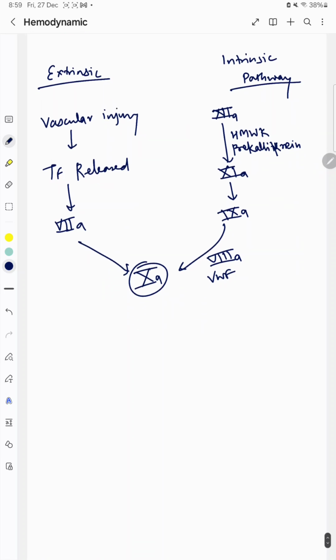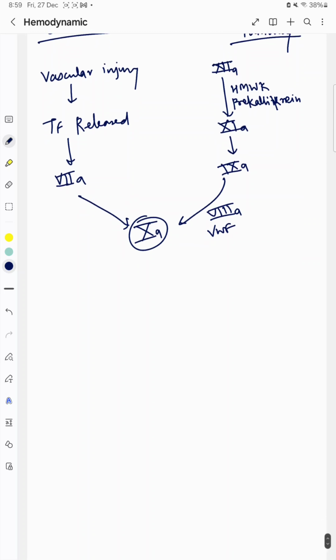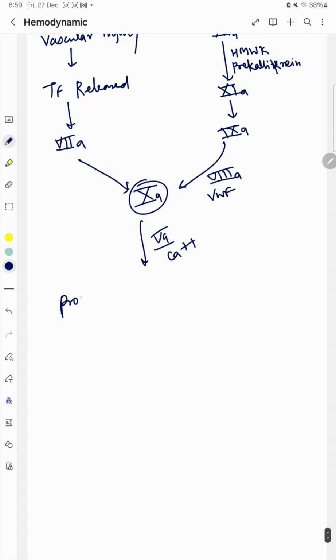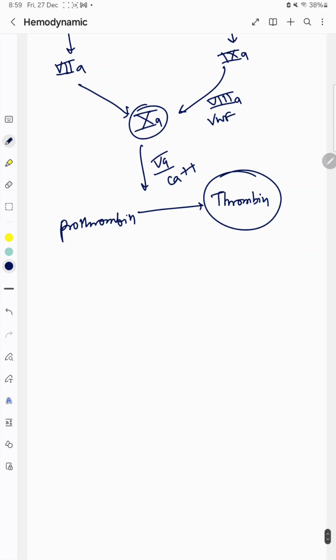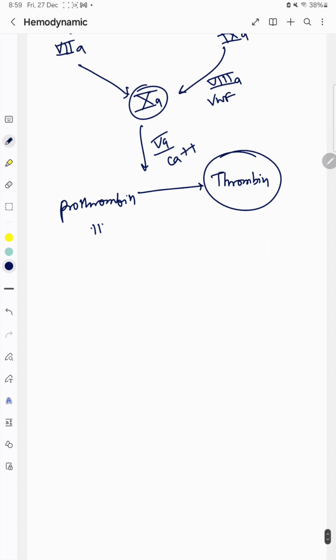After the activation of factor 10, there is a common pathway. Factor 10a, with the help of activated factor 5 and calcium, activates prothrombin, or converts prothrombin into thrombin. Prothrombin is factor 2. Activated factor 2 is known as thrombin.